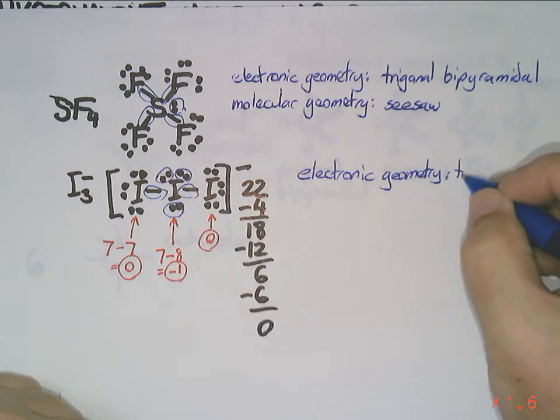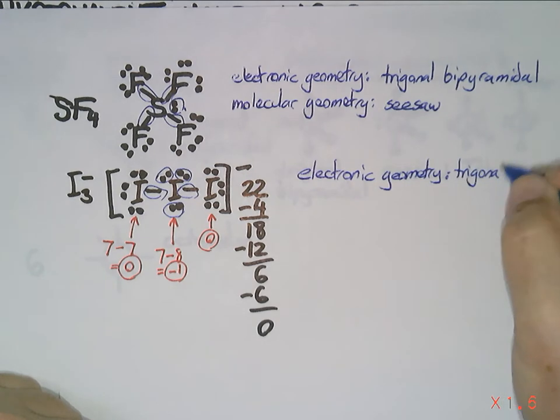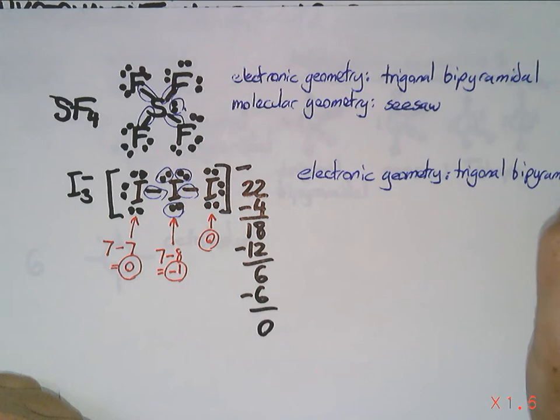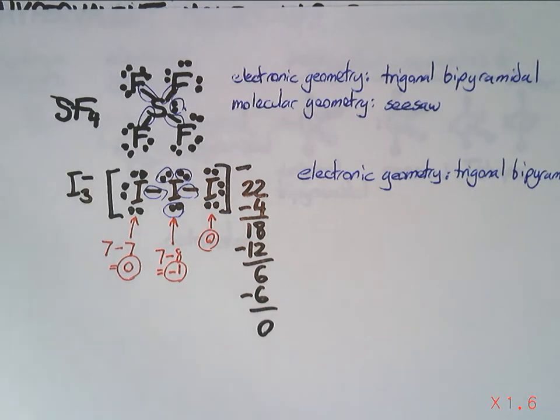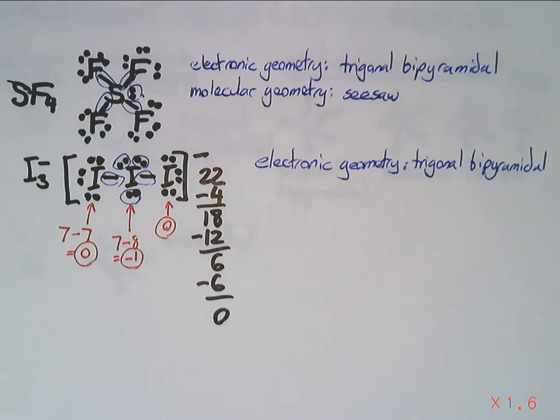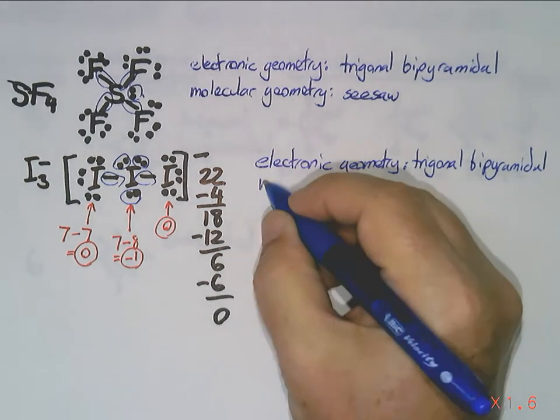And that means that this is a trigonal bipyramidal structure. It's got that electronic geometry. What's the molecular geometry?